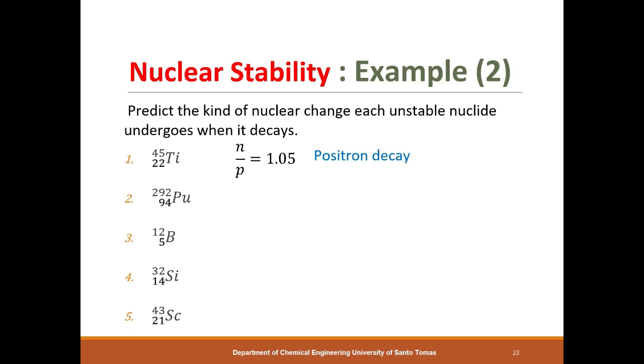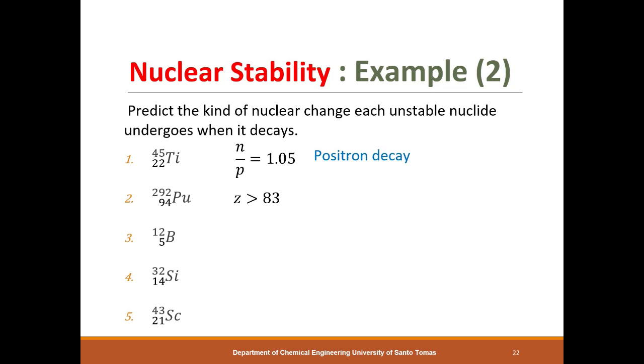For item 2, we have plutonium-292. From our rules, nuclei with an atomic number greater than 83 are too heavy to be stable and usually undergo alpha decay, which decreases both the mass number and the atomic number. Thus, it is expected to decay by alpha emission.